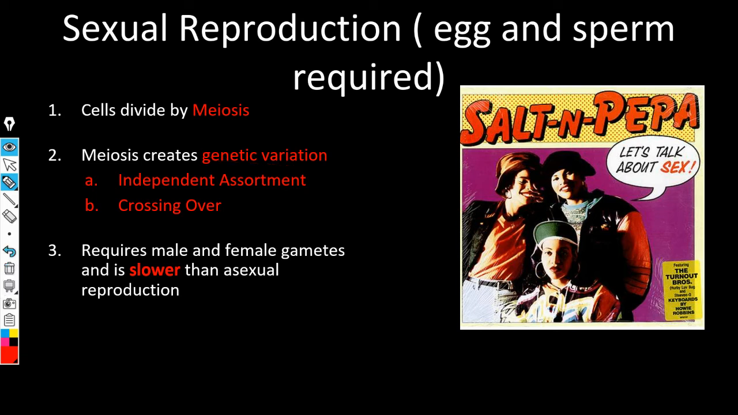Where asexual processes occur really fast and the population can grow at an exponential rate, sexual processes are much slower. They require male and female gametes. We'll learn what that term means shortly. And it's slower than asexual reproduction. So those male and female gametes have to come together and fuse through the process of sexual reproduction. And that takes some time.